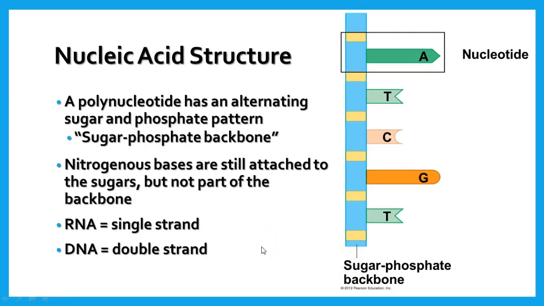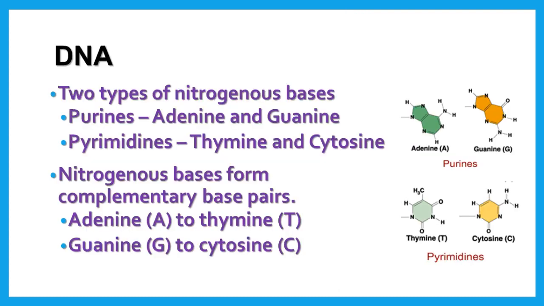Now, when you put together a series of nucleotides, that forms something called a polynucleotide. And polynucleotides, like I said earlier, have an alternating sugar and phosphate backbone. So here we have the sugar, which is blue, the phosphate, which is tan, sugar, phosphate, sugar, phosphate, all the way down. The nitrogen bases are attached to the sugars, but they're not part of the backbone. RNA is a single strand of polynucleotides, and DNA is a double strand of polynucleotides.